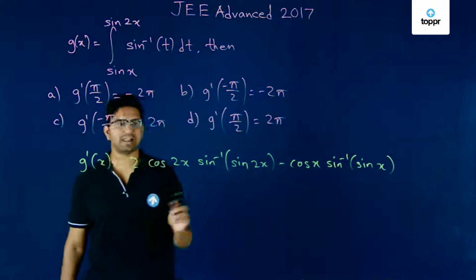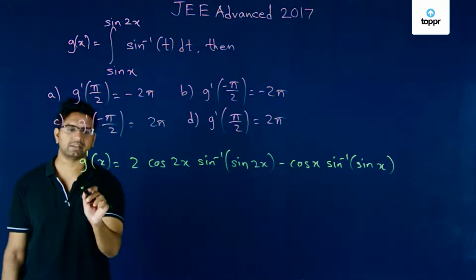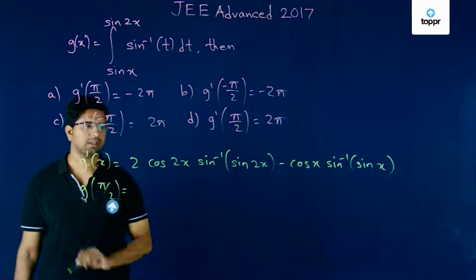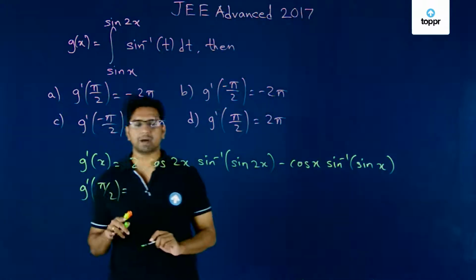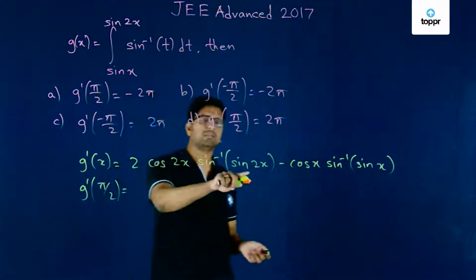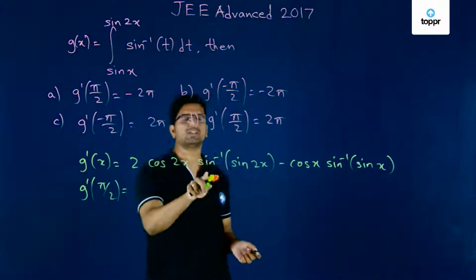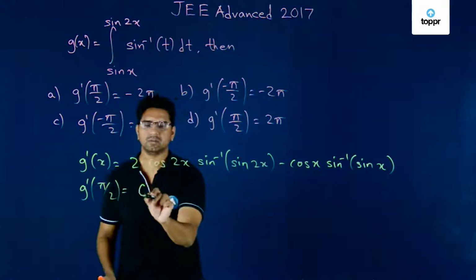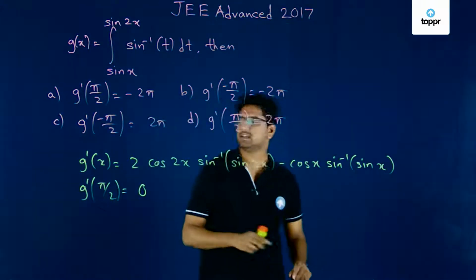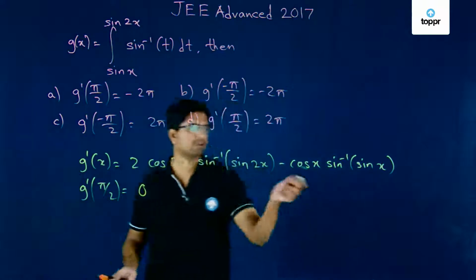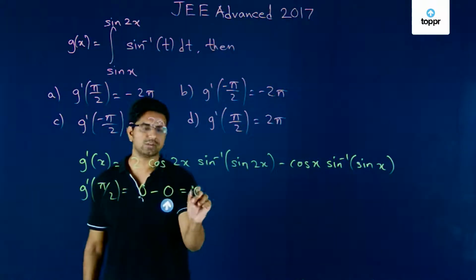Now let's plug in the values of pi by 2 and minus pi by 2. So let's see what g dash of pi by 2 is. If you plug in the value of pi by 2 over here, it becomes sine pi, which is 0, and sine inverse of 0, we know, is 0. So this factor becomes 0. And the next thing, if you put pi by 2 here, there is cos pi by 2, and therefore it also becomes 0. So it is 0 minus 0, which is 0.